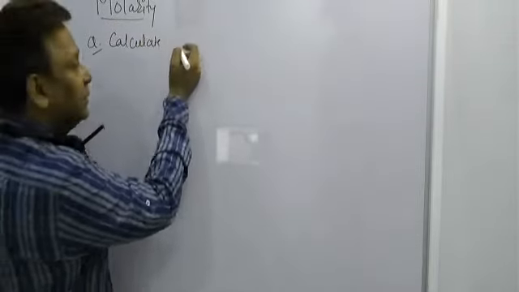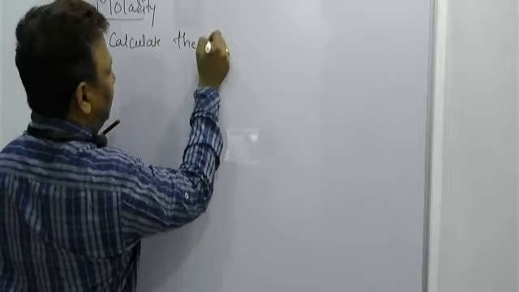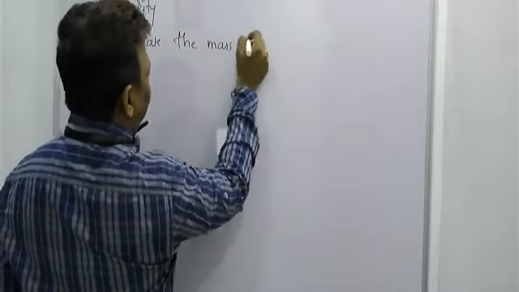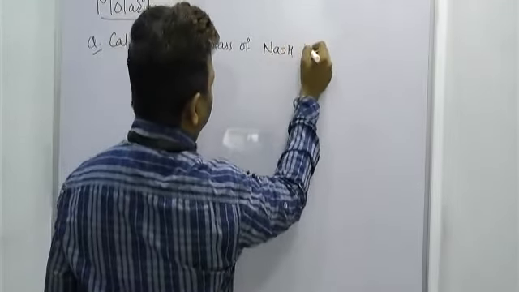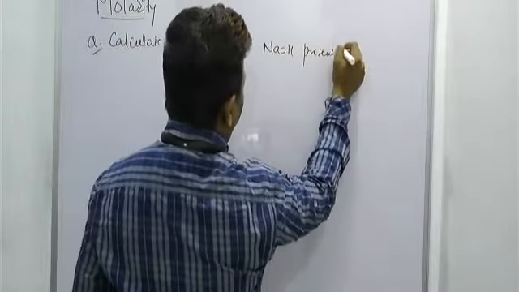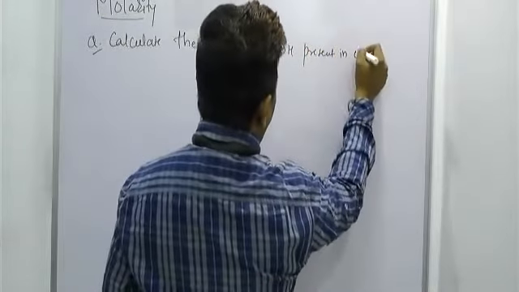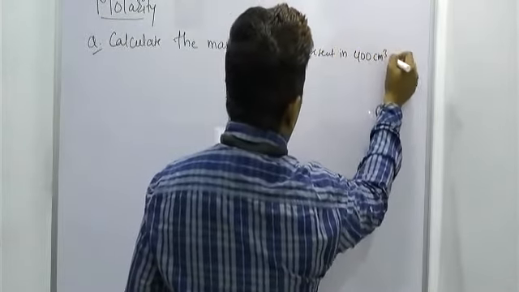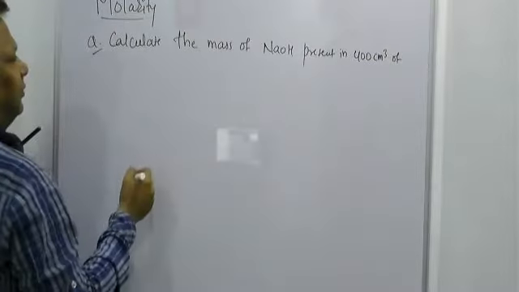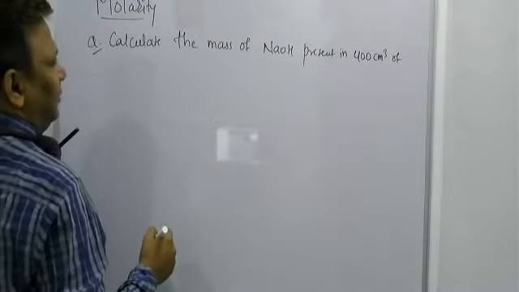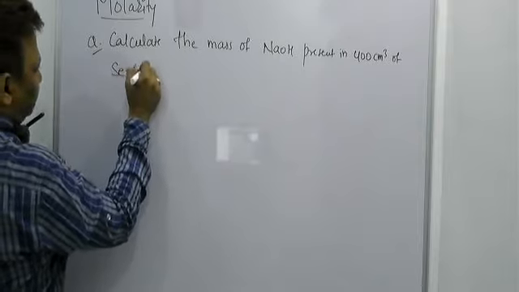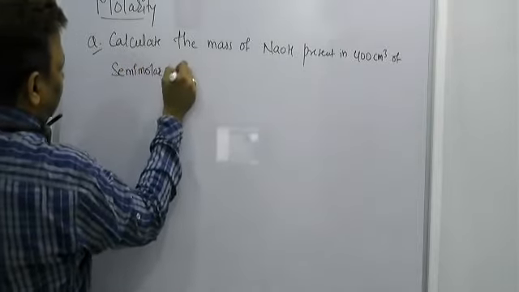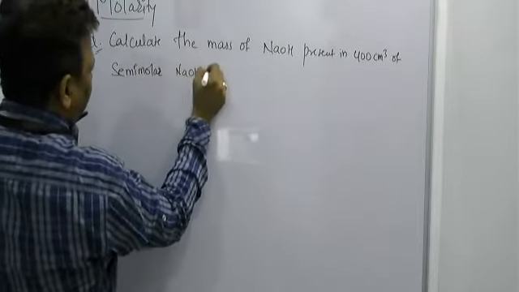Calculate the mass of NaOH present in 400 cubic centimeter of semimolar NaOH solution.